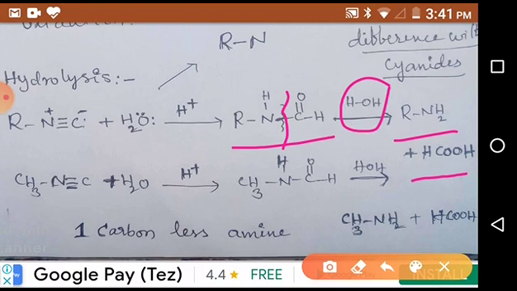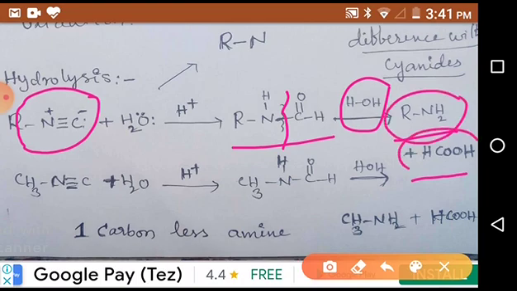Compare the same reaction with cyanides. Cyanides on hydrolysis give carboxylic acids with ammonia. Whereas isocyanides on hydrolysis give primary amines plus formic acid. The primary amine has one carbon less compared to the corresponding isocyanide. So isocyanides on hydrolysis in presence of acid give a primary amine and formic acid.